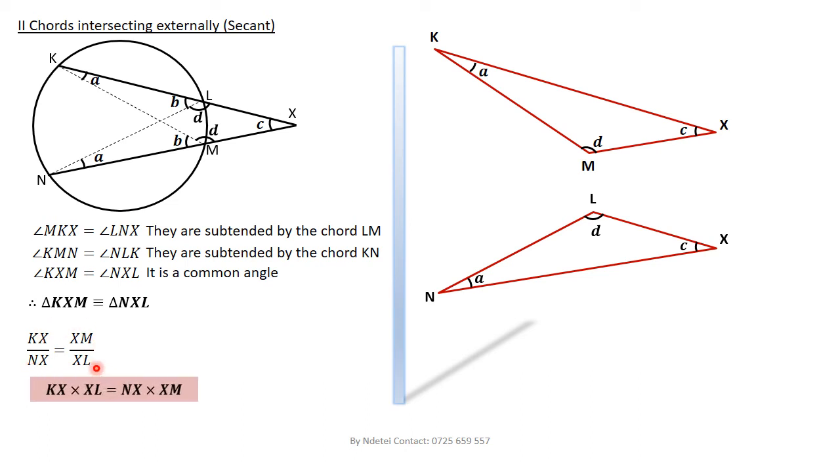Now again, if this is true, we can cross multiply and get the equation KX times XL equals NX times XM. And this is true for two chords intersecting externally, as I have tried to show you. Now that means that whenever we're given 3 dimensions of the 4 dimensions in two chords which are intersecting externally, we can get the fourth one using this equation. And so maybe we should turn to an example.